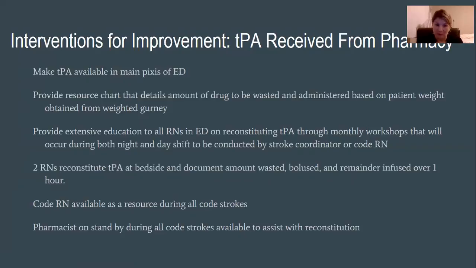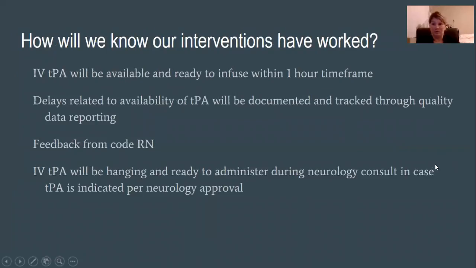And then the code nurse is available as a resource during all code strokes to help with reconstitution, as well as the pharmacist being on standby in case there are any questions or concerns regarding the TPA reconstitution. How will we know that our interventions have worked? IV TPA will be available and ready to infuse within the 1 hour time frame. Delays related to availability of TPA will be documented and tracked through quality data reporting. Feedback from the code team, as well as IV TPA will be hanging and ready to administer during neurology consult in case TPA is indicated for neurology approval.